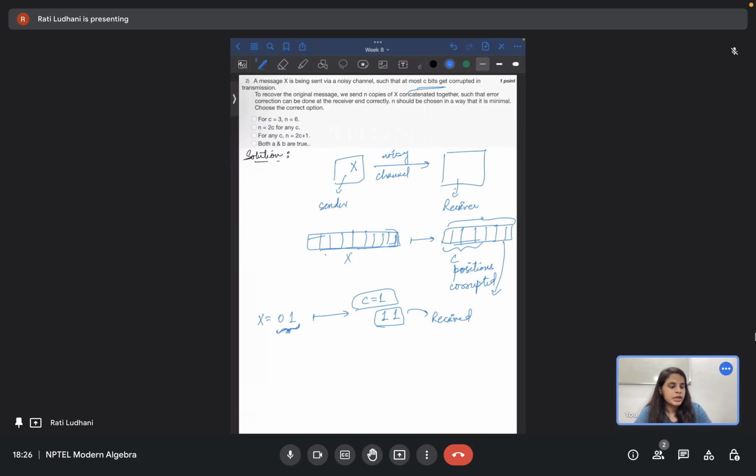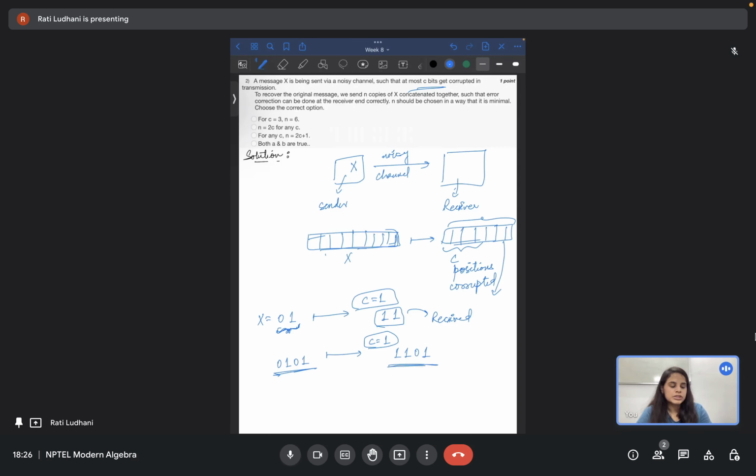X n times. So for example, let's see, 0 1 0 1 0 1. It's like that. So this has been repeated 3 times. Let's see, if we repeat 2 times, what will happen? We still know that one position has been corrupted. So one position is being corrupted, and it could happen at any place.